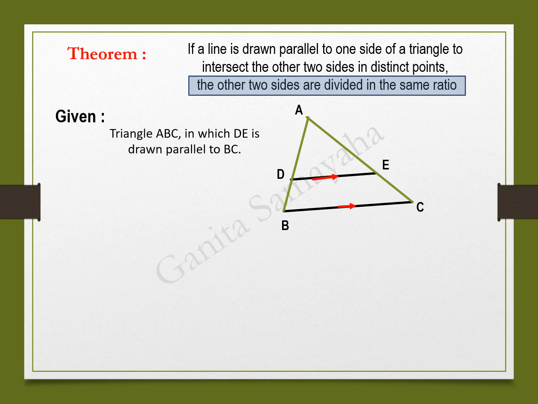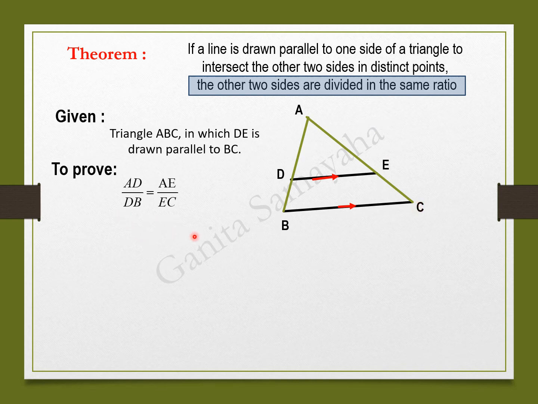So what should we prove? Yes, we have to prove the other two sides are divided in the same ratio. BC is one side that we know. So which are the other two sides left out? AB and AC. And DE is dividing AB and AC at two distinct points D and E. So we have to say that D and E divide them in the same ratio. That means AD by BD is equal to AE by EC. That is what we need to prove.